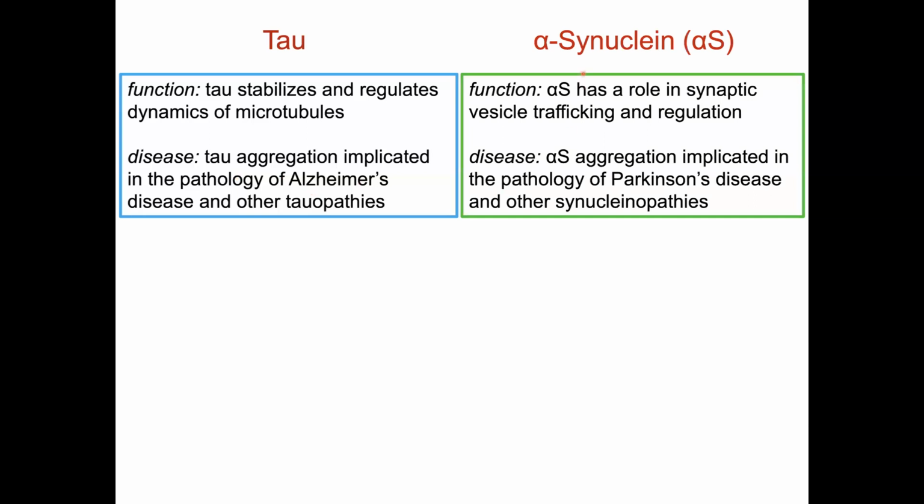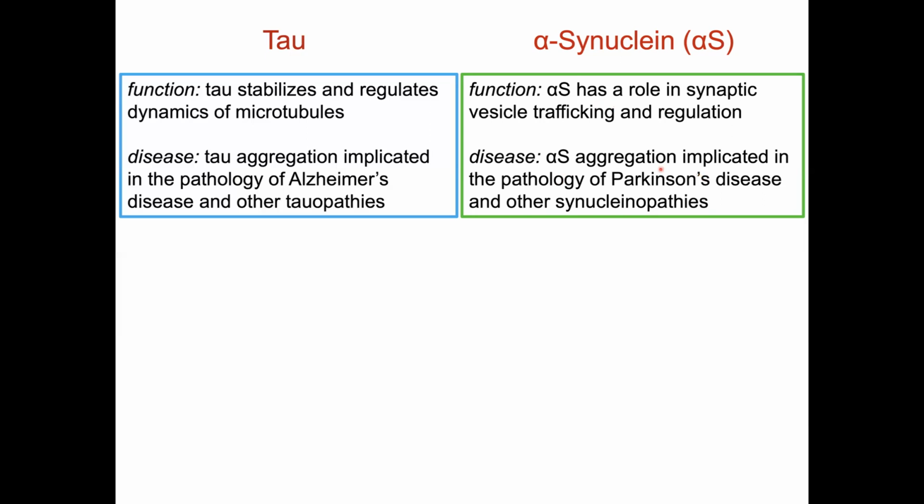The other protein we study is alpha-synuclein. So like tau, this is a neuronal protein. It has a much more poorly defined function. We don't really know what it does in cells. It probably binds to membranes, and it probably has some role in synaptic vesicle trafficking regulation, but that has not really been defined on a molecular or mechanistic level.